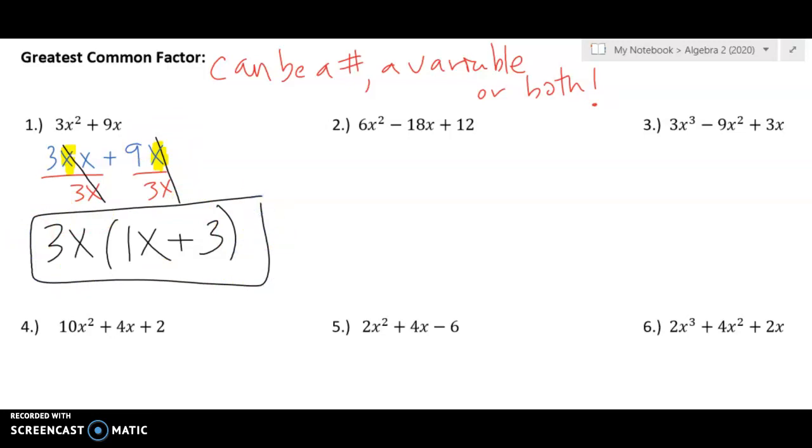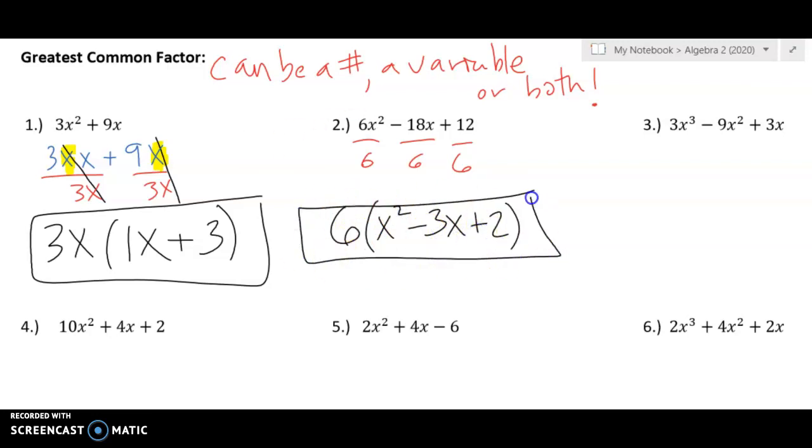Okay, for my next one, I want to see what number can go into all three pieces. It has to go into all of them, or maybe what variable can go into all of these. I noticed that not all of the pieces have a variable, so I'm just going to worry about a number. And I noticed that 6 goes into all of these. So I'm going to take the 6 on the outside, figure out what I have left. 6 goes into 6 once with x squared. 6 goes into 18 3 times with an x. And 6 goes into 12 2 times. And that is my greatest common factor.